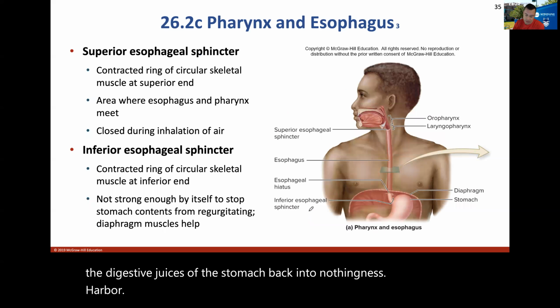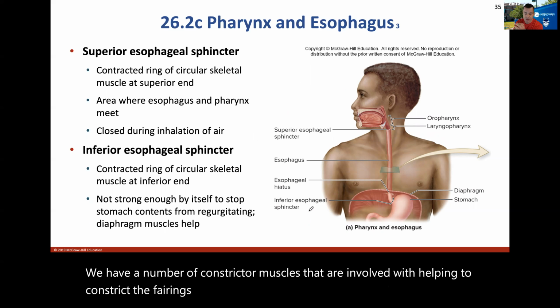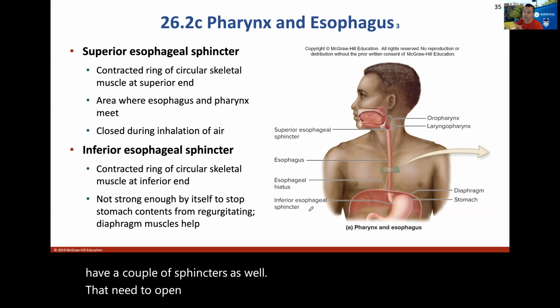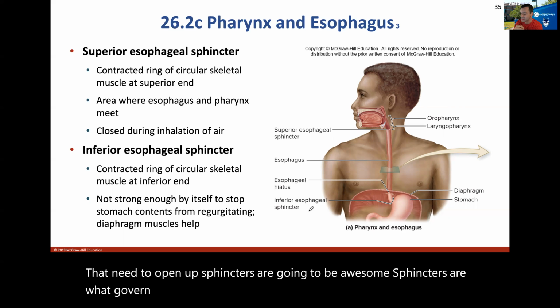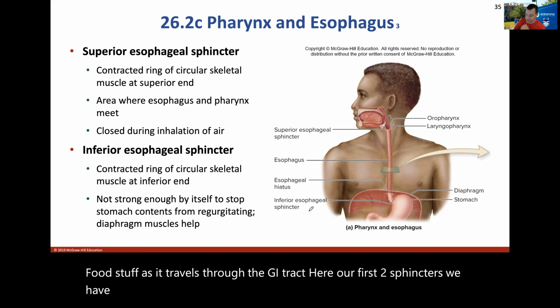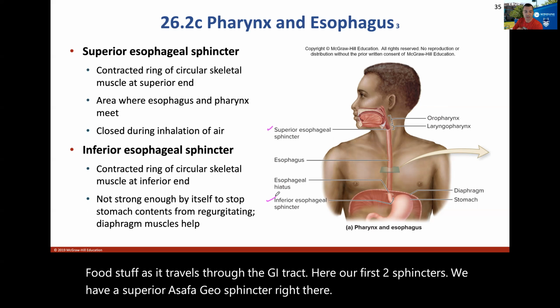We have a number of constrictor muscles that are involved with helping to constrict the pharynx to get the food down into the esophagus. We also have a couple of sphincters as well that need to open up. Sphincters are going to be awesome. Sphincters are what govern the entrance and exit of foodstuff as it travels through the GI tract. Here are our first two sphincters. We have a superior esophageal sphincter right there and an inferior esophageal sphincter.